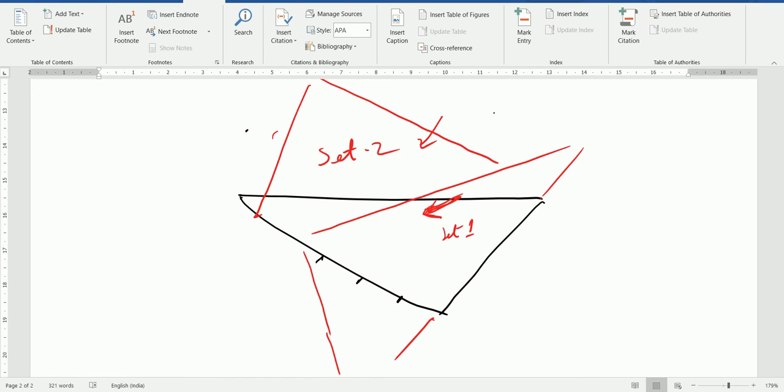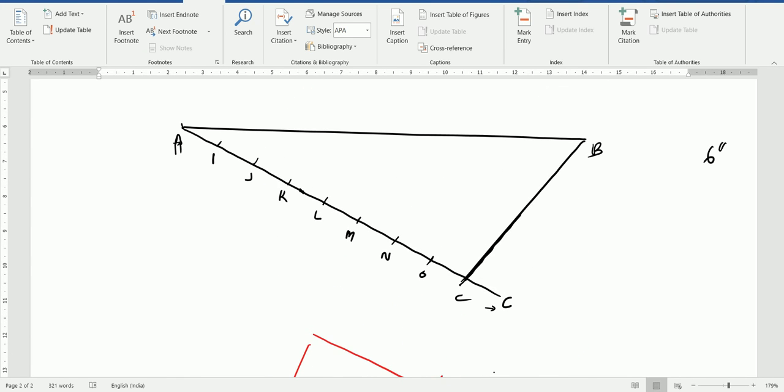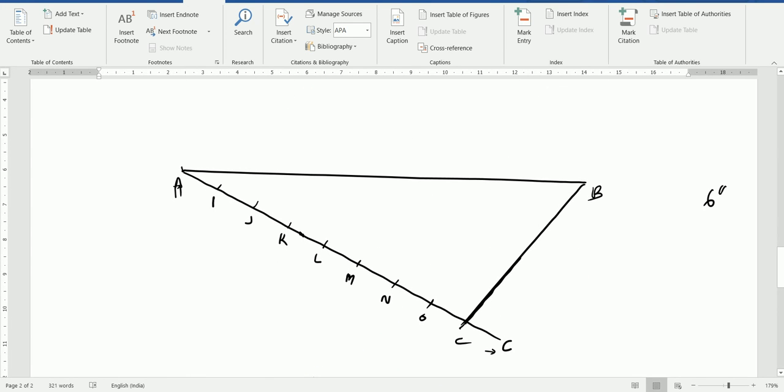So after sliding, when the edge of this set square touches the first point here, then you have to draw a parallel line here. Okay, so in this way again you slide it towards yourself and draw another parallel line in this way. Okay, so let us try the original one.